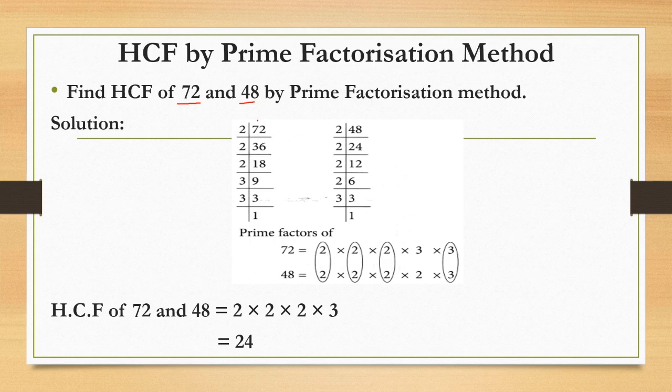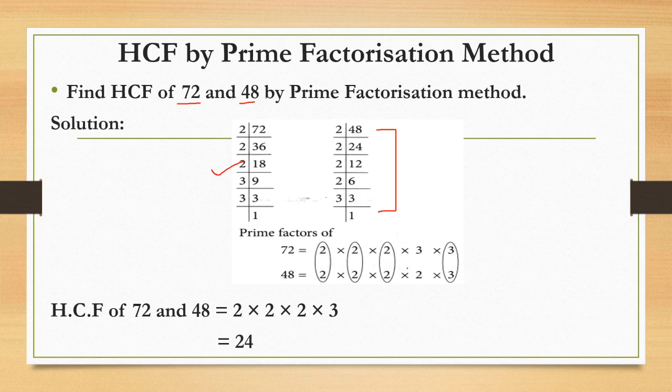The prime factorization of 72 is 2 into 2 into 2 into 3 into 3. You can refer to this division to understand it better. I have explained this earlier in our session on prime factorization. Similarly you will find the prime factorization of 48. Now 48 is written as 2 into 2 into 2 into 2 into 3.